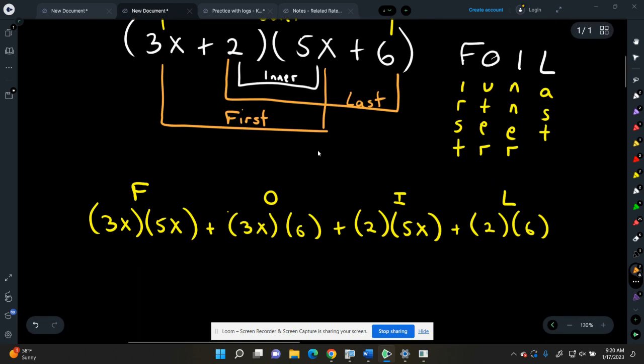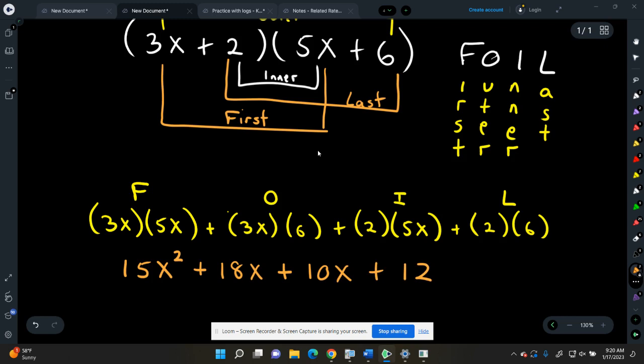What do we get with the 3x times 5x? 15x squared. X times x is x squared. Plus, what's 3x times 6? 18x. Plus 2 times 5x, so that's 10x, plus 12.